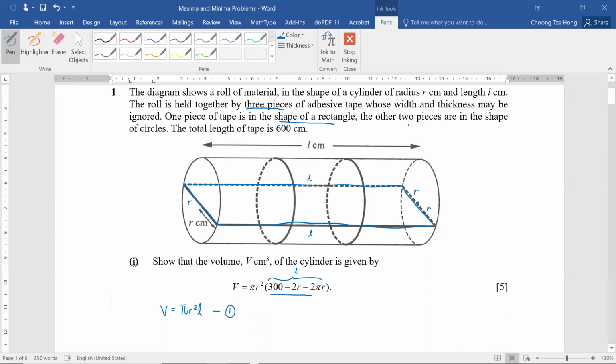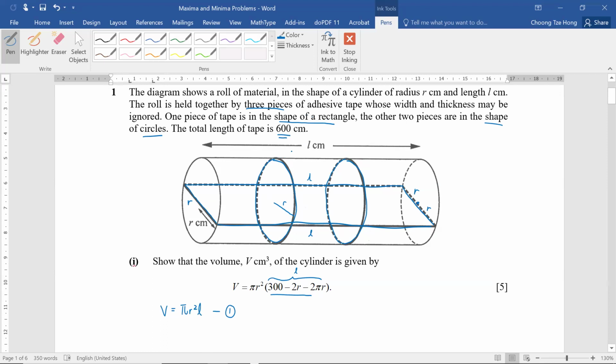Where else do we have adhesive tape? The other 2 pieces are in the shape of circles. So the other 2 pieces will be this circle. Basically they wrap this material with the rectangular adhesive tape, and then to secure even further, they wrap another 2 circles around it. These 2 lengths here will be 2 pi r, since the radius of the circle is also r. So the adhesive tape will be the circumference of the circle, 2 pi r plus another 2 pi r. The total length of all this tape is 600 cm.